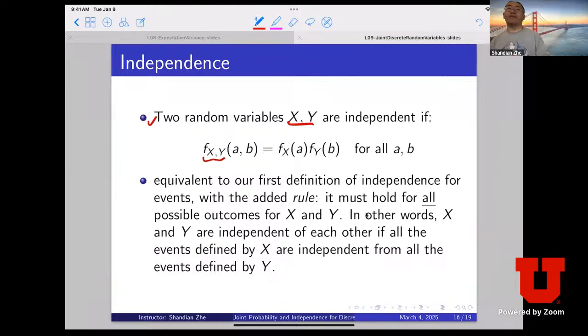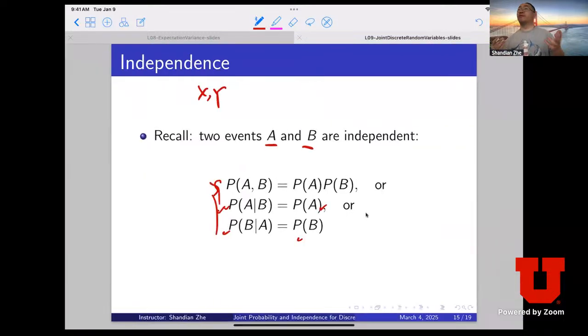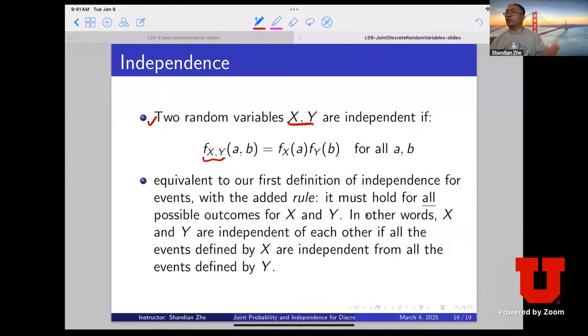Any question regarding the definition? Everyone's comfortable? So see, actually, it's very, very similar, in terms of form, not the meaning, to the definition for events. When we say two events are independent, we just look at the joint probability of these two events. It is equal to the marginal probability of A times the marginal probability of B. And here, when we switch to random variables, we just look at whether the joint density function is equal to the marginal density function for X times the marginal density for Y.